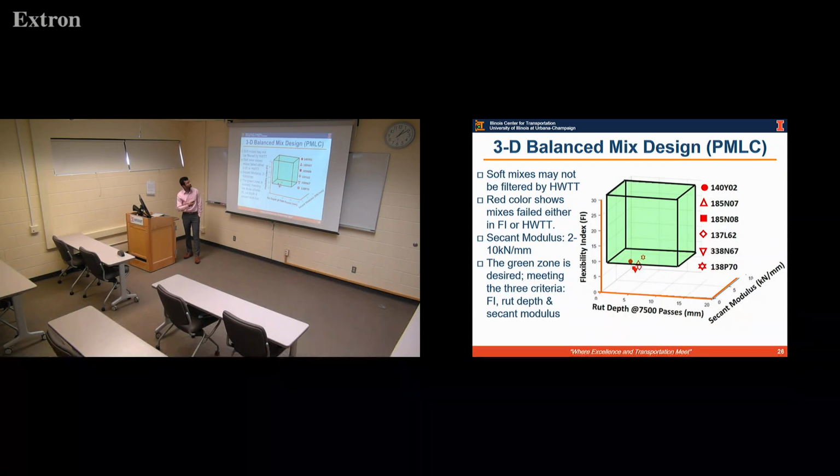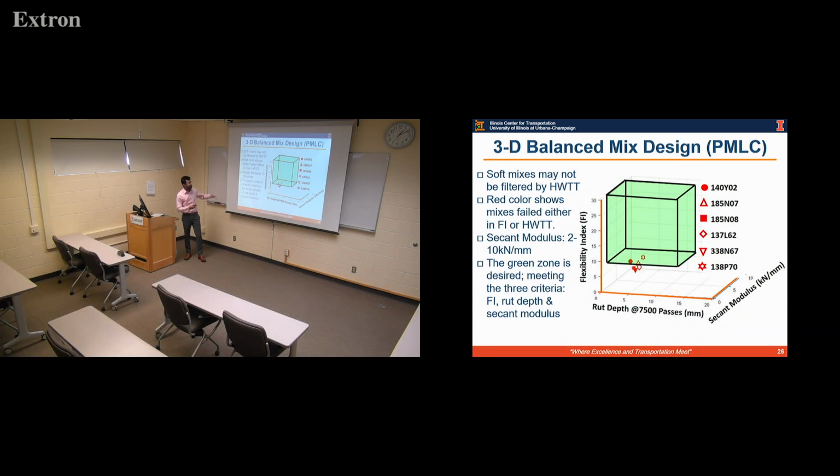And the 3D concept is just an additional dimension being added to the balanced mix design, which is the secant modulus. So secant modulus is a parameter which we obtain from the IFIT. It's an outcome of an IFIT test, and it is defined as the ratio of 50% of the peak load divided by the displacement that happened up to that particular load level. And that's how you define the secant modulus.